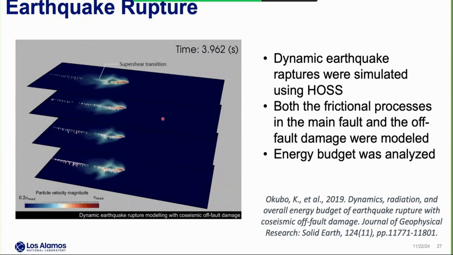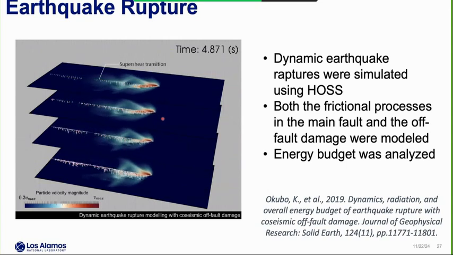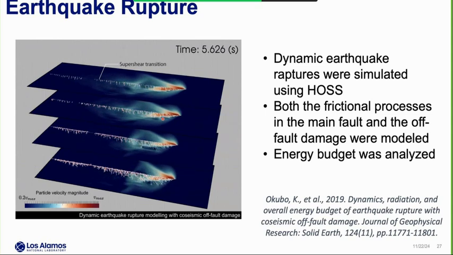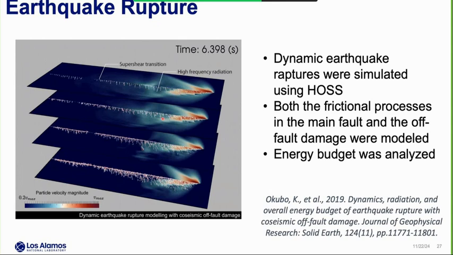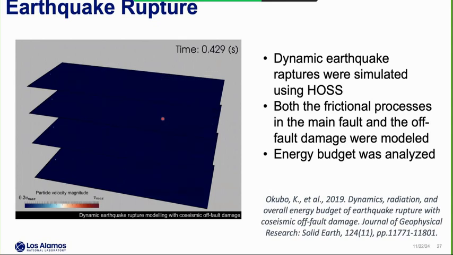During the earthquake rupture process, both the friction in the main fault and the damage can dissipate the energy. And our student also did an energy budget analysis using HOSS. This is the first work of its kind, especially in the earthquake rupture community, and we got a lot of recognition from this work.